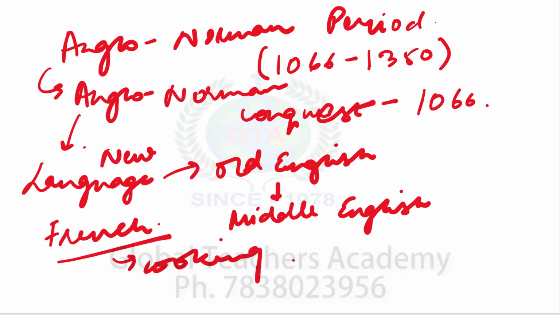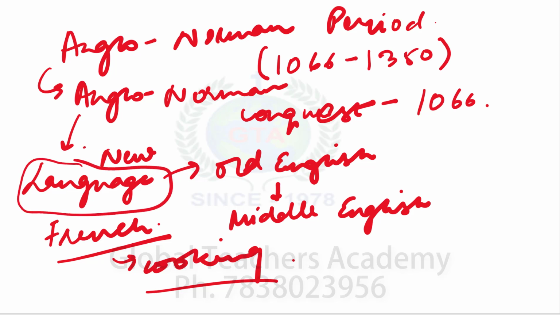A lot of French words that the English vocabulary still has are taken from the French language, right? So it changed the way language was working. It brought in a huge change in language, and the language went from Old English to Middle English, right?